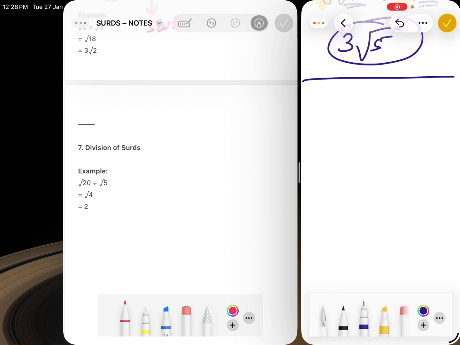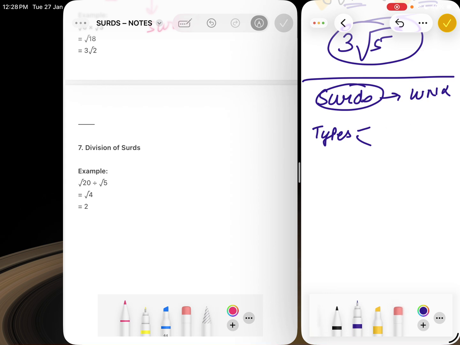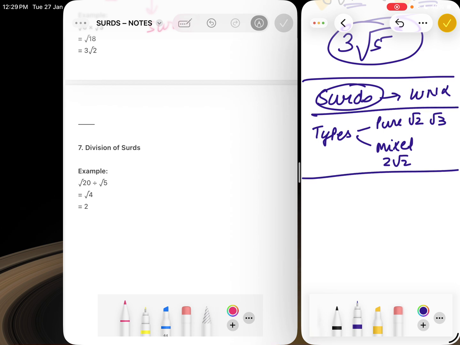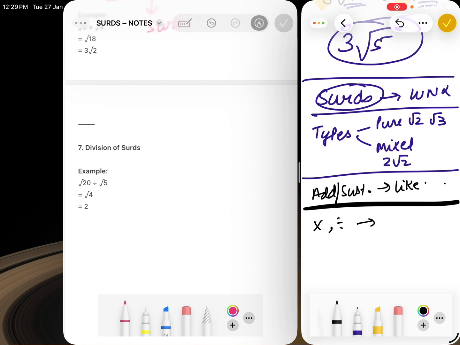मैं थोड़ा सा recap दे रही हूँ. Surds क्या होते हैं? Surds are the numbers which cannot be expressed as a whole number. Okay, it should always be a decimal, which I showed on the calculator. Types of surds, we have two: pure surd, that means only root, like root 2, root 3. But mixed surd, which has a whole number and a root. Okay, then we discussed addition and subtraction of surds. It should always be amongst like surds. Okay, and multiply divide is like whole number separately solve hoga and surds separately solve honge.